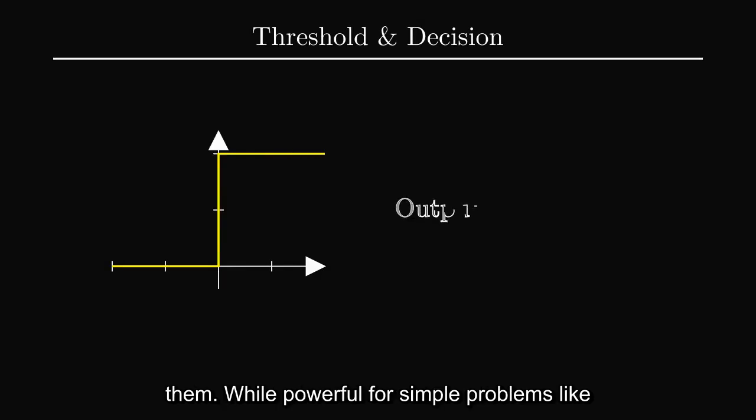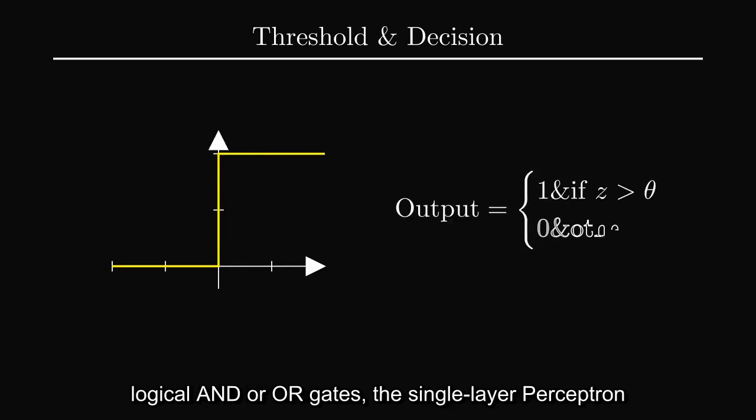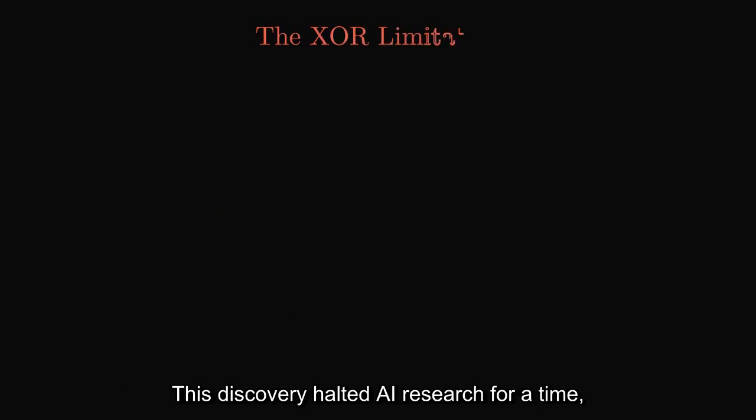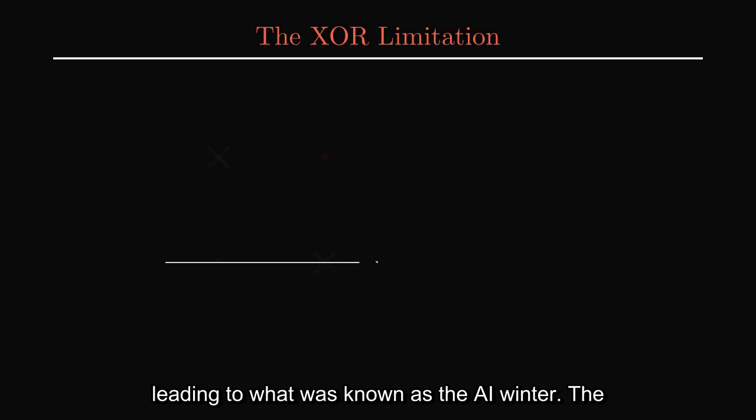While powerful for simple problems like logical AND or OR gates, the single-layer perceptron had a significant limitation: it couldn't solve nonlinear problems, most famously the XOR problem. This discovery halted AI research for a time, leading to what was known as the AI winter.